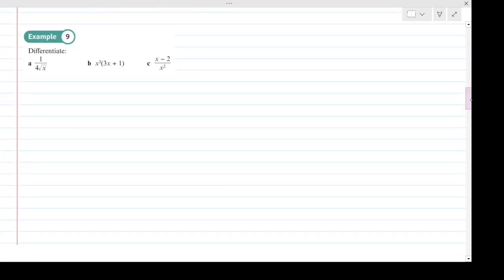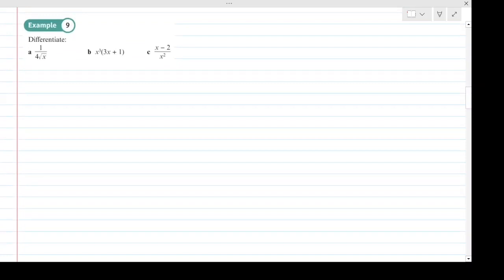Okay, right, now we do need to differentiate these expressions. So differentiate, so let's say y is equal to 1 over 4 root x.